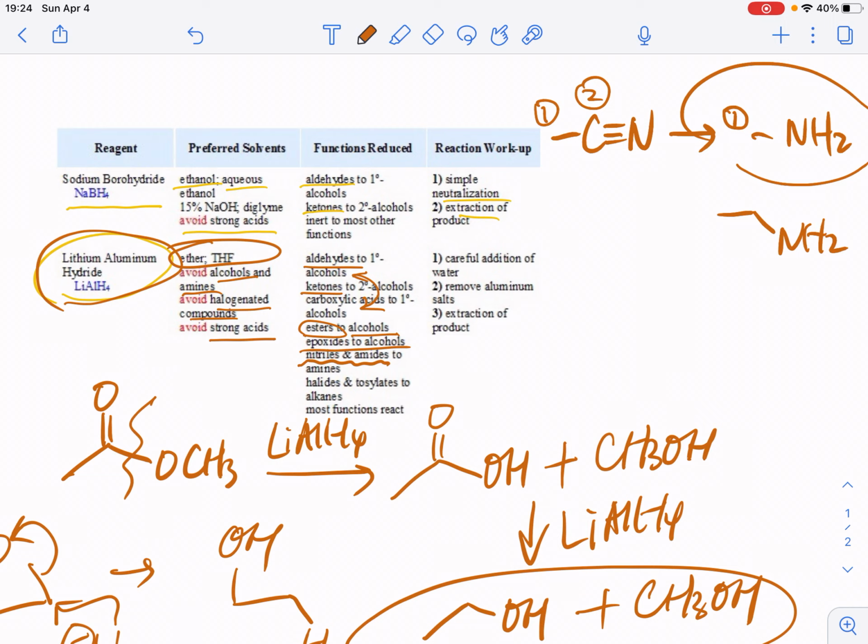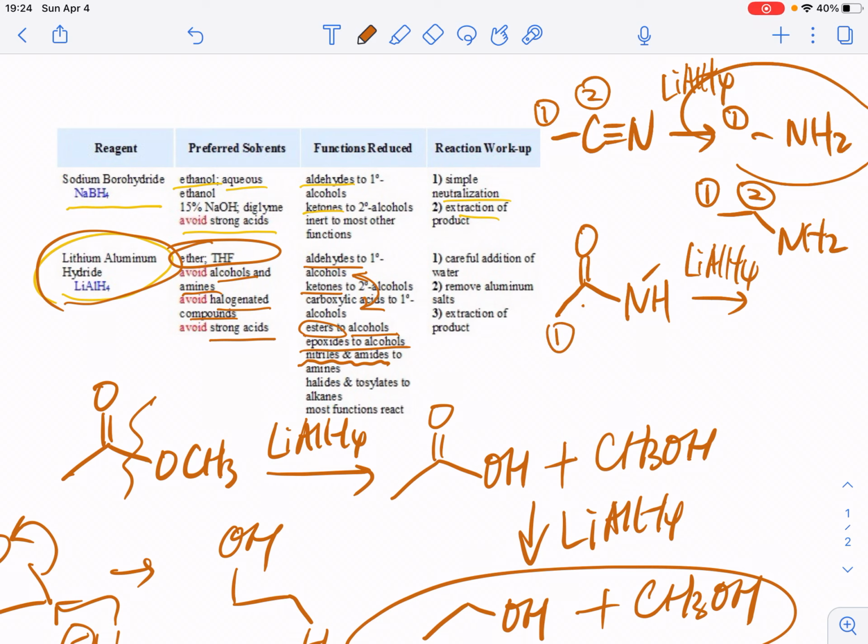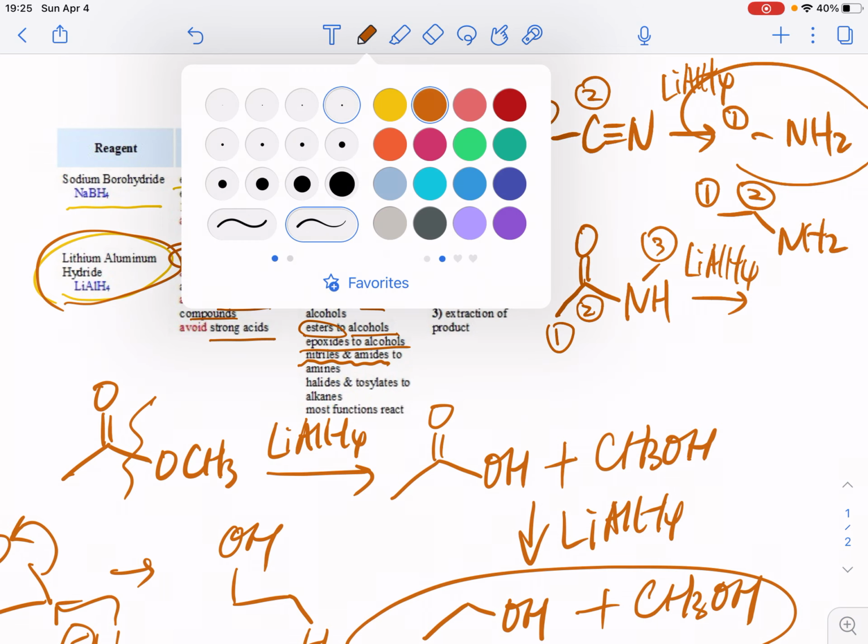Sometimes students will tend to lose 1 or 2 carbons during the completion of a reaction. If I were you, I would label carbon 1, 2, 3 and make sure they are the same number after you finish with the reaction. Same case with an amide. We'll use this as an example, lithium aluminum hydride. I have 1, 2 carbons and the nitrogen, right? Well, 3. In the end, I should have 3 carbons.